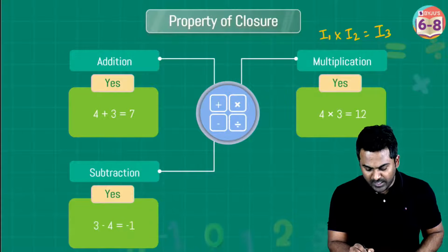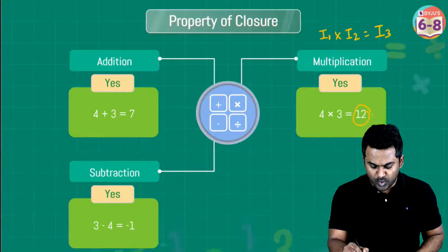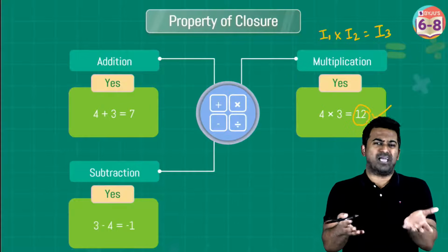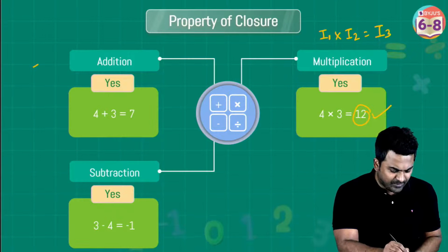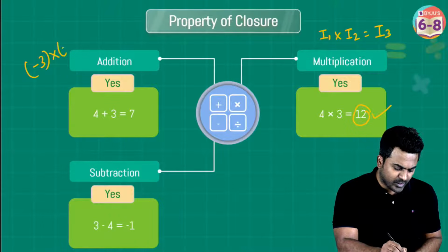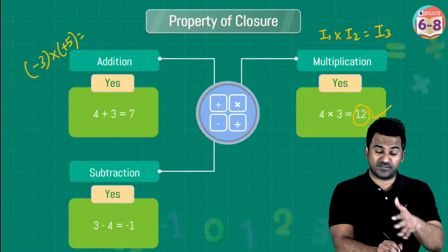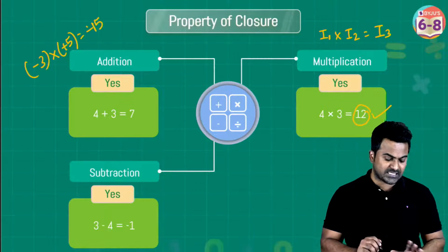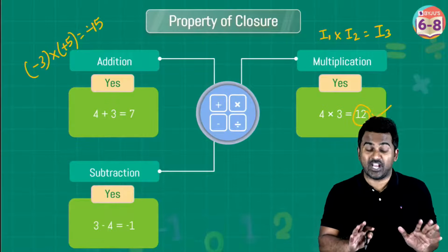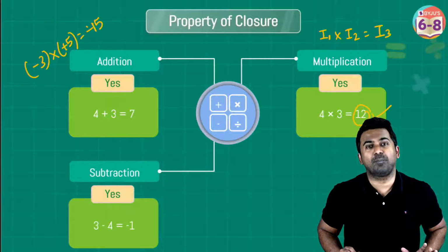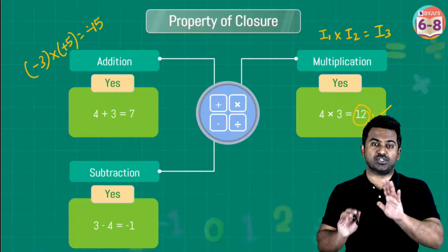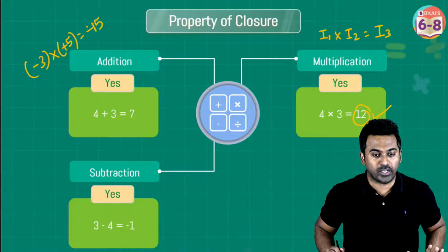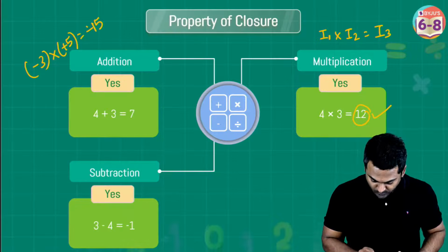As you can see, 4 multiplied with 3 is 12. And 12 we know is an integer. This will apply to the negative integers as well, right? Like minus 3, when you multiply it with plus 5, the result, as we've seen, we've solved plenty of questions based on that. The result is going to be what? Minus 15, which is an integer. So that's the reason why property of closure, multiplication obeys that. Okay, very good. Yes is what all of you are saying.